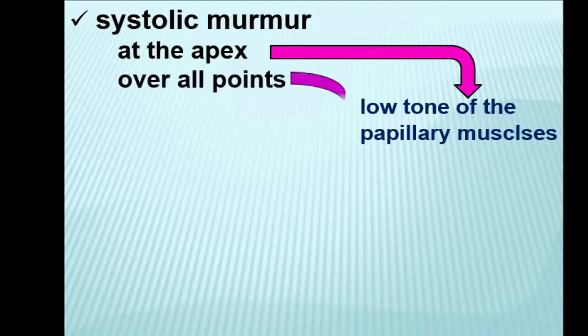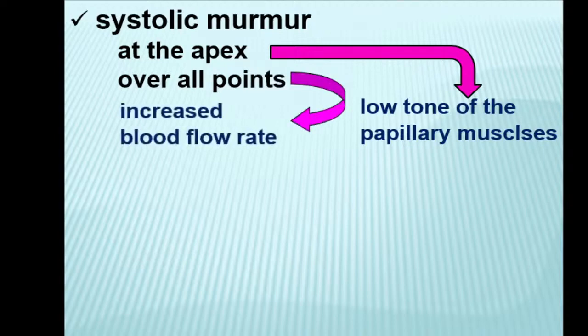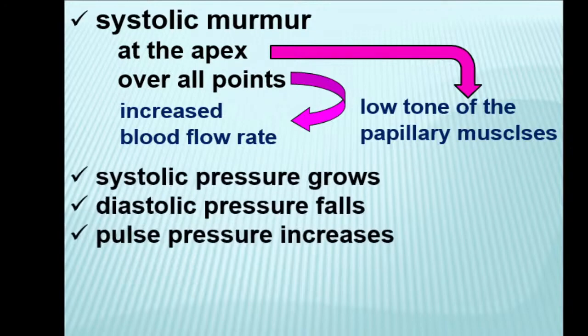Systolic murmur may be heard over all heart points. It shows problem with blood flow. Due to increased blood flow, it goes with audible turbulent movement. You see, depending on location of murmur, we can see about some or other problems.